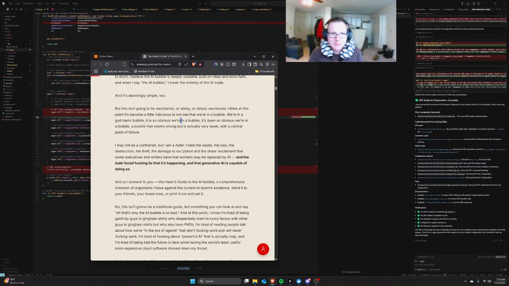I love the vibe. No, I don't love the vibe. I hate the waste, the loss, the destruction, the theft, the damage to our planet, and the sheer excitement that some executives and writers have placed that workers may be replaced by AI, and the bald faced fucking lie that it's happening, and that generative AI is capable of doing so. All right, this guy's angry.